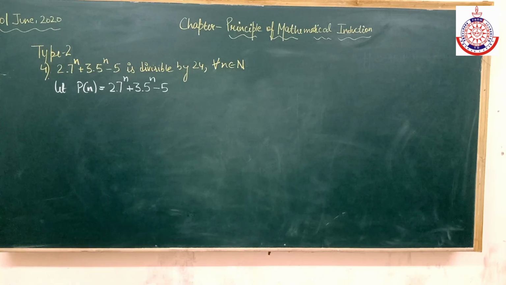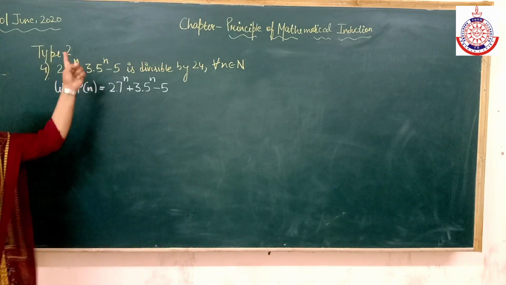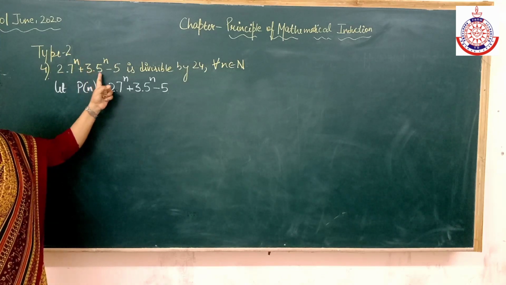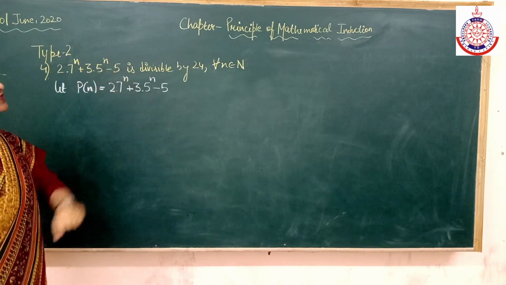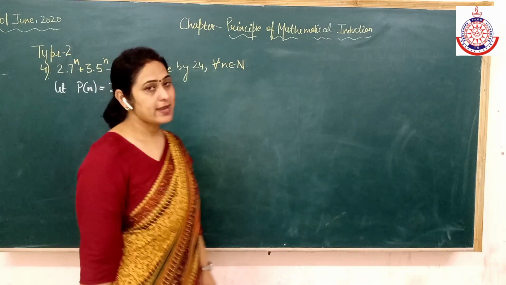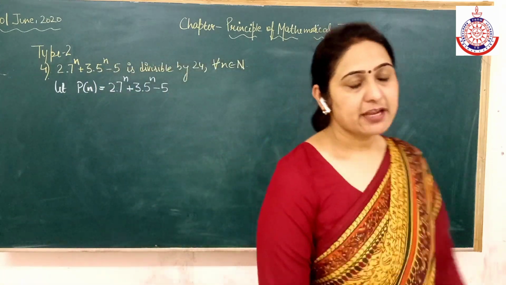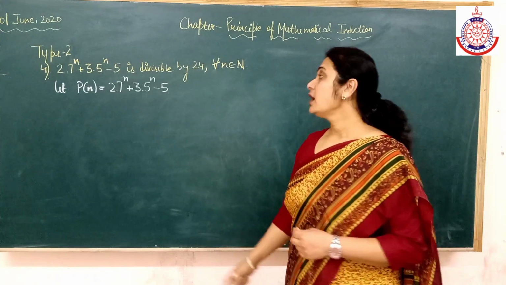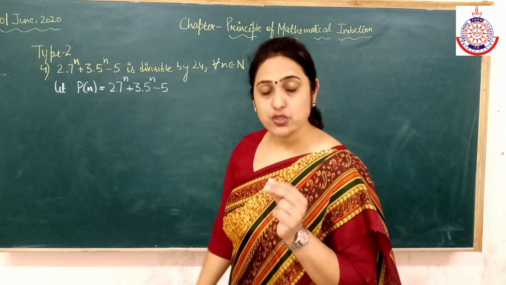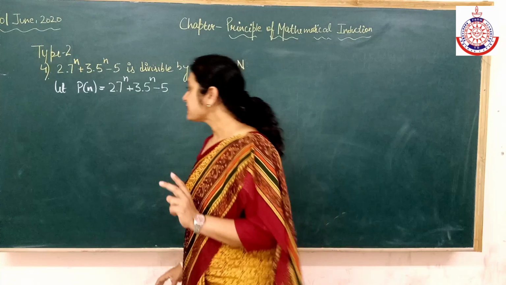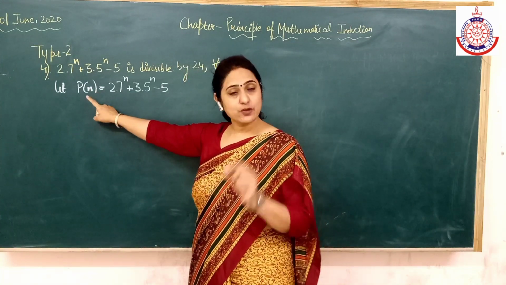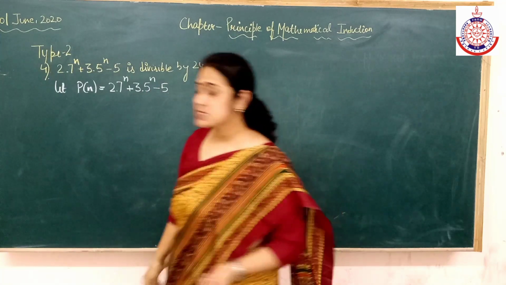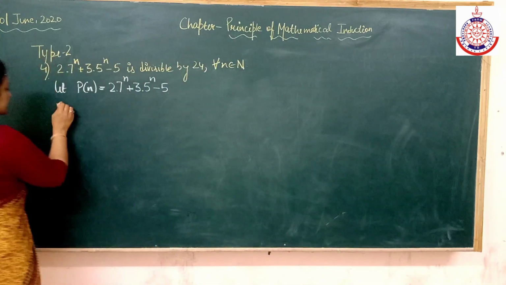The next example of the type 2 only. I have to prove that 2 into 7 raised to power n plus 3 into 5 raised to power n minus 5 is divisible by 24 for all natural numbers. Alright. So that means if I put the value of n, whatever, which is a natural number, it has to be divisible by 24. So what's my target? What shall I do first? I always assume this equal to Pn. That's a statement. So step 1, girls. What is the step 1?